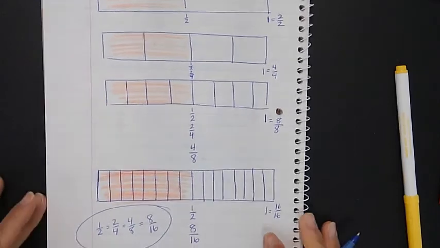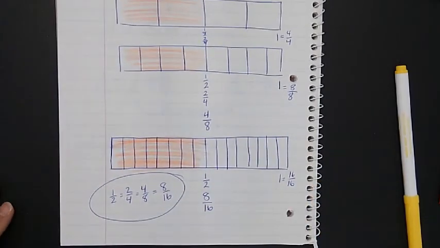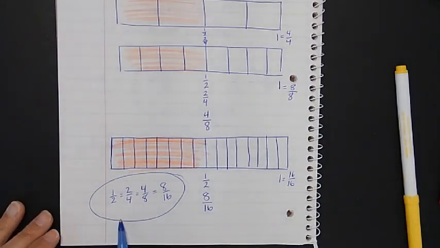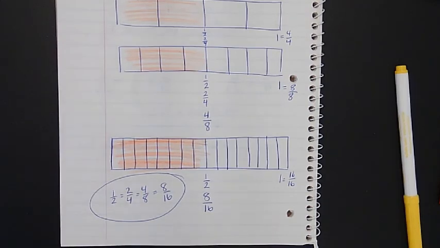This is just like what we did on the number line in class, and it's also what we shaded in on those fraction multiplication charts that we did in the other video. So by multiplying 1/2 by 2, I get 2/4. By multiplying by 4, I get 4/8. And by multiplying 1/2 by 8, I get 8/16. And these are all equivalent fractions.